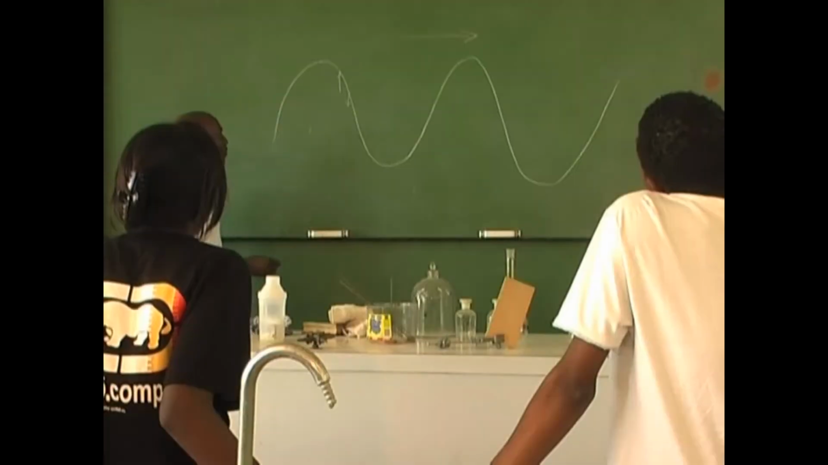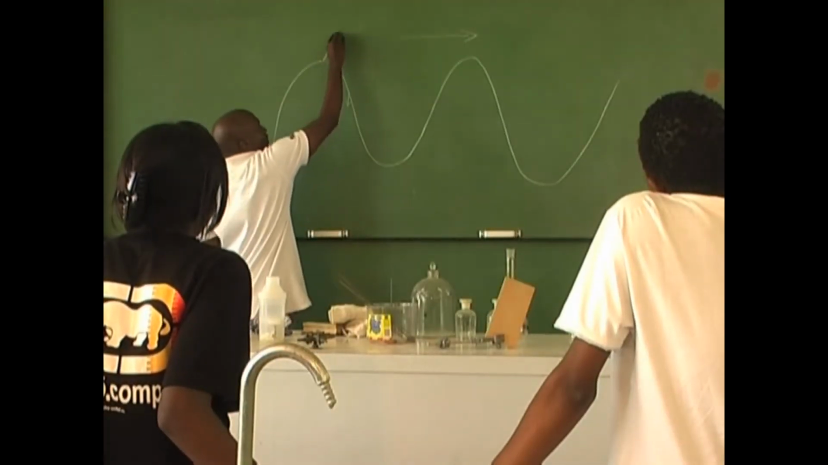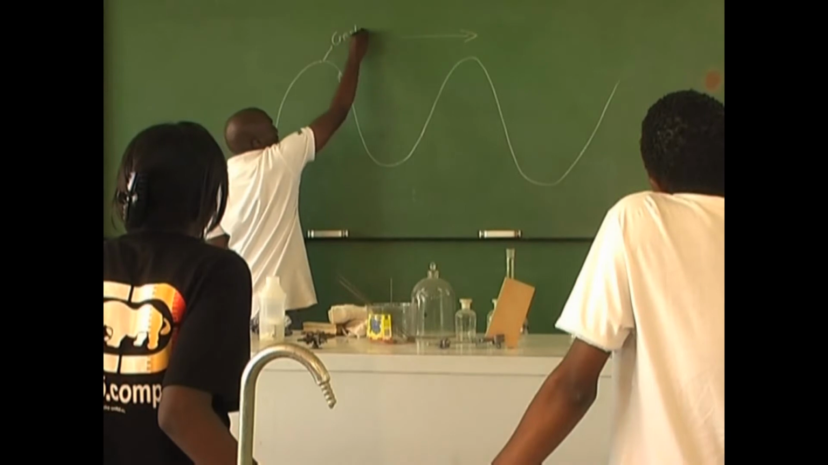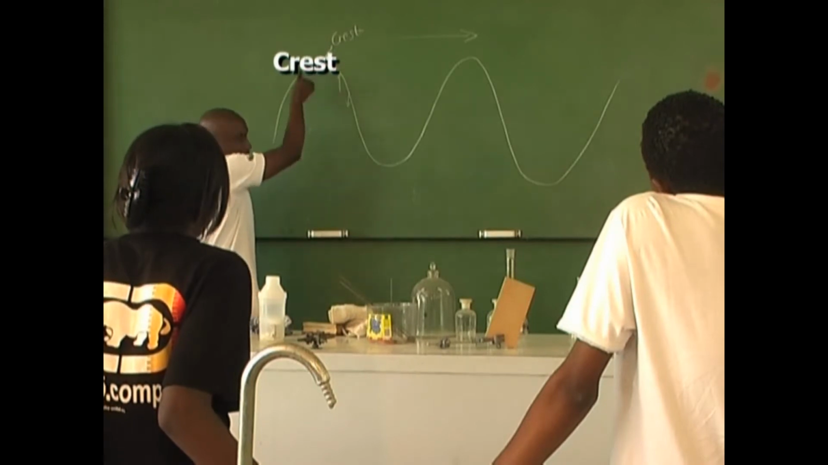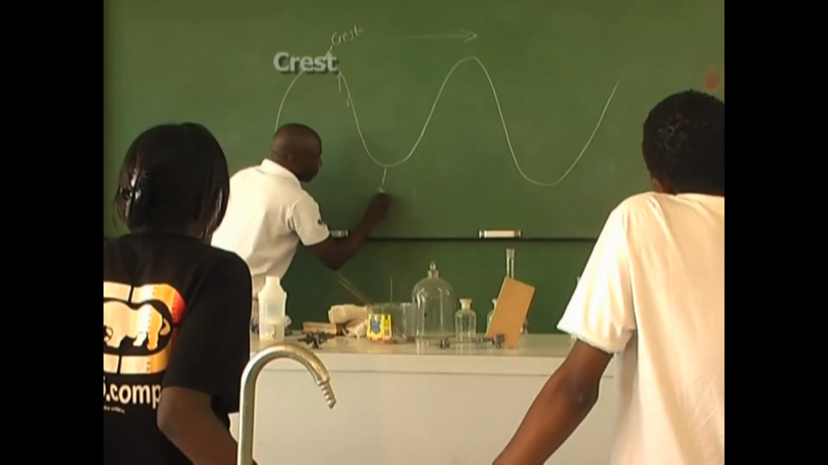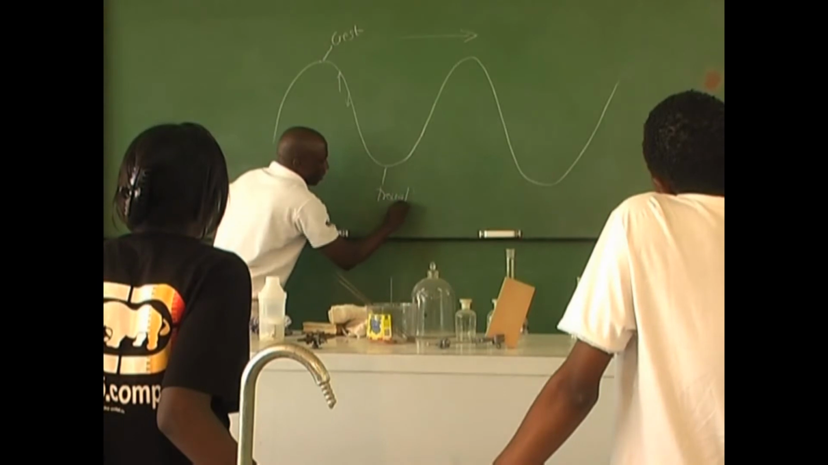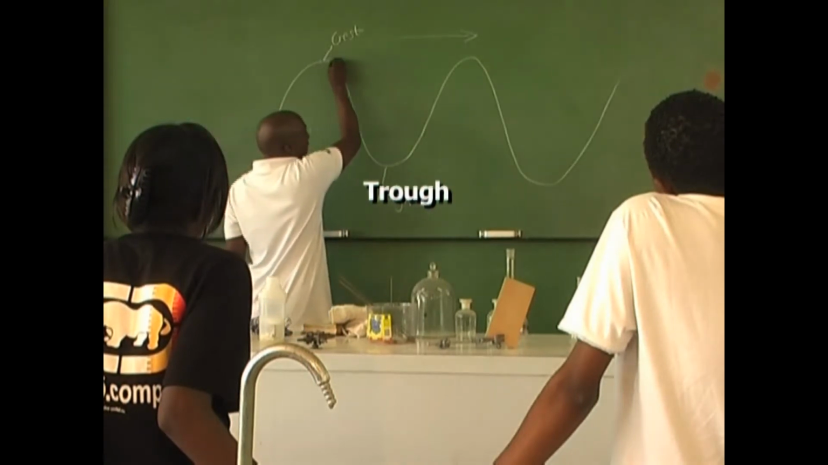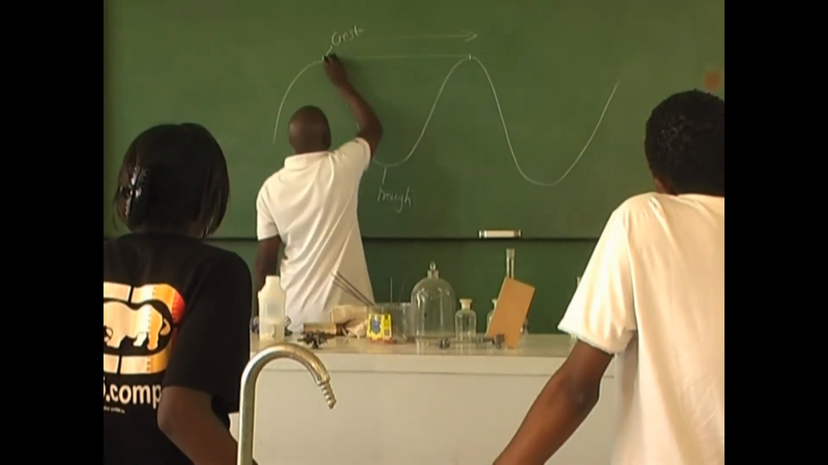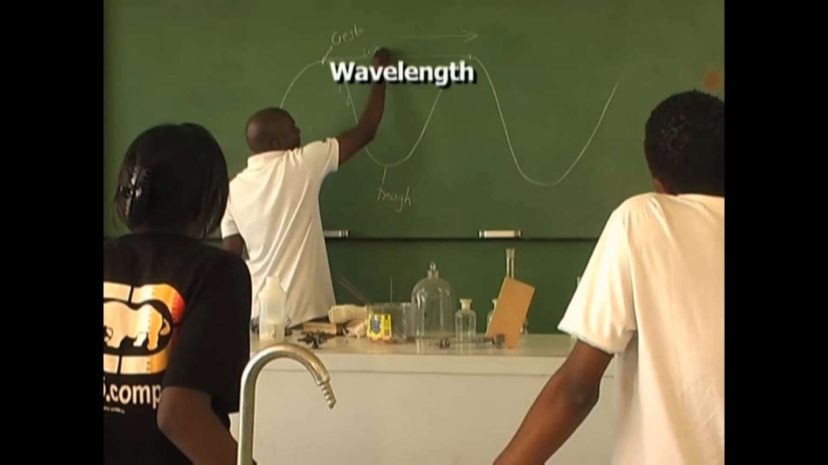No problem. This part is called the crest. The crest is simply the top. The opposite of the crest is called the trough. The trough is simply a basin. The distance between successive crests is called the wavelength.